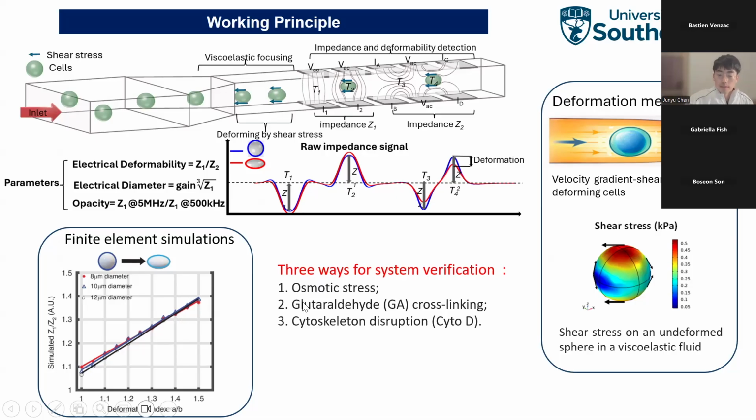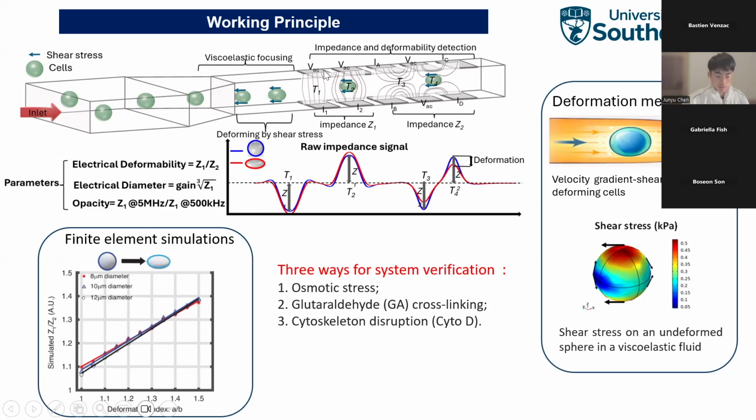For the real system verification, we use three different ways to treat the cells. One is osmotic stress to alter the cell's size and stiffness at the same time. The second way is to use glutaraldehyde to make the cells stiffer, and the third is cytoskeleton disruption by cytochalasin D to soften the cells.